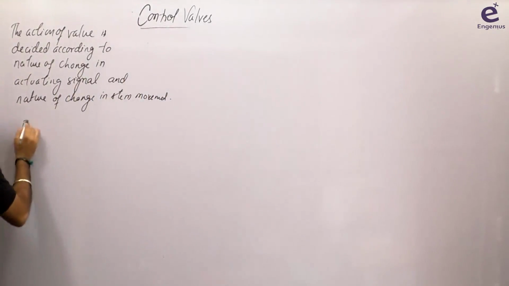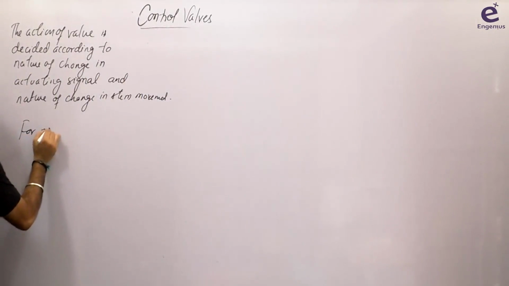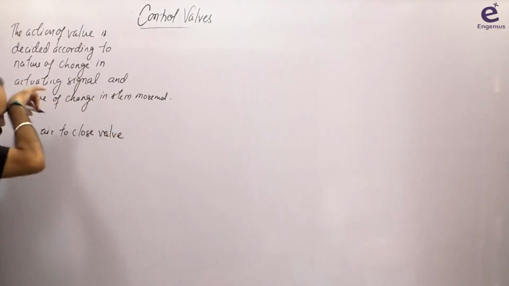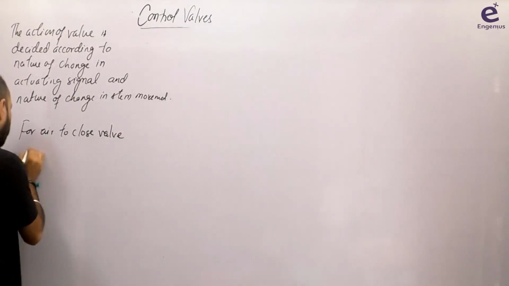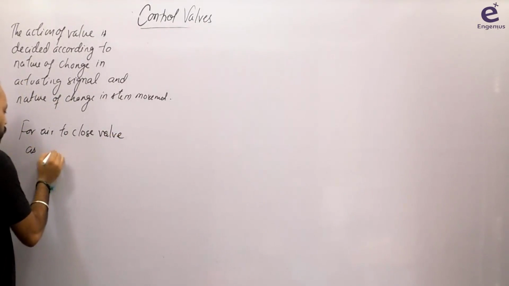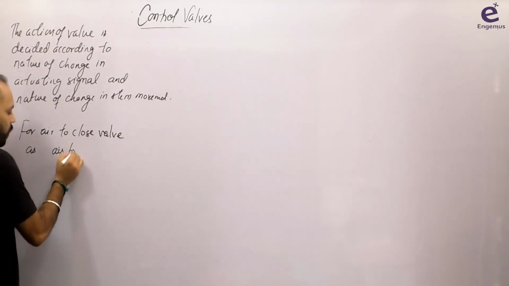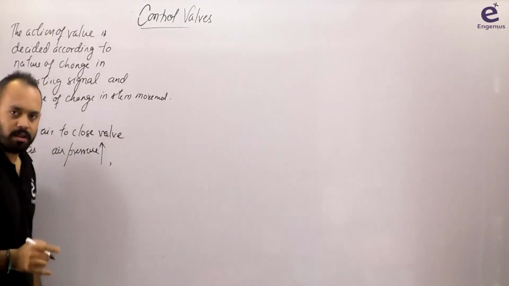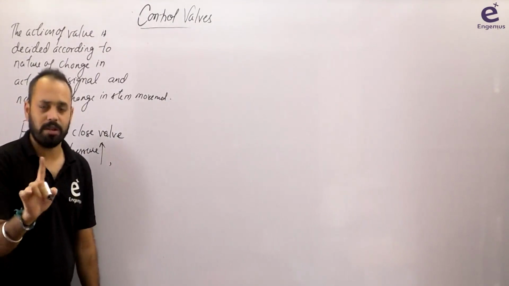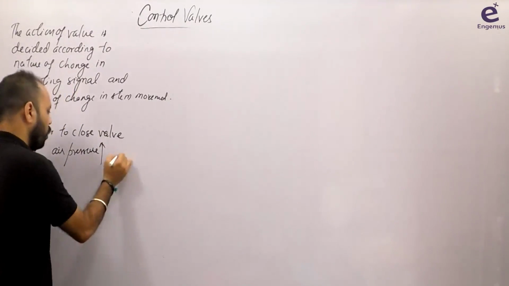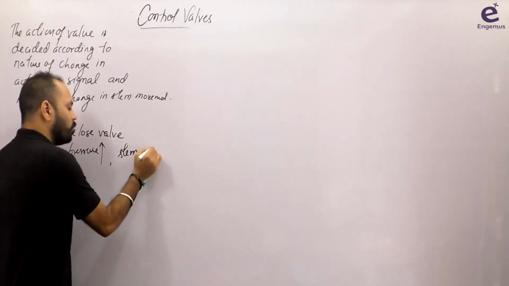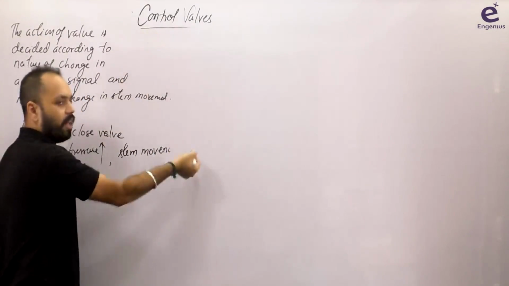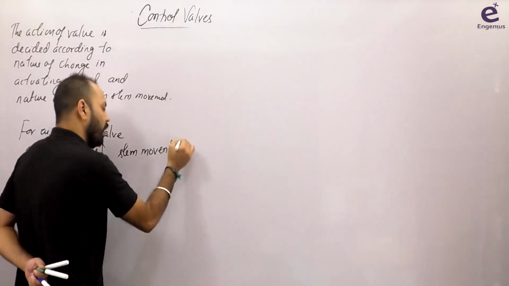Now for air to close valve, for air to close valve, as air pressure means the signal, as air pressure increases, what you have studied, as air pressure increases the stem movement. flow के बारे में नहीं सोचना, flow decrease करता है, but I'm not talking about flow. stem movement को क्या होता है बताओ. I told you that downward direction is considered as increase in the stem movement because this is 0 and this is L max. stem movement increases.